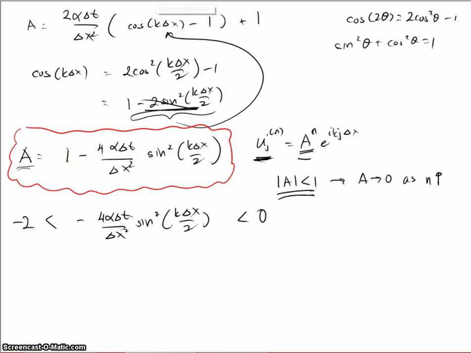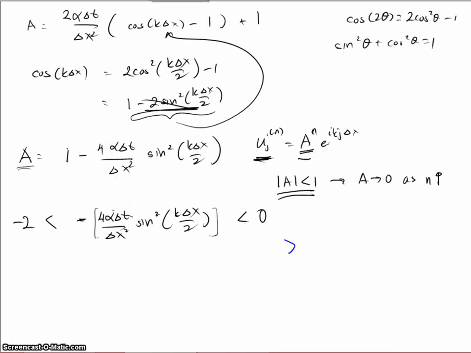Now, the way to analyze this is to look at two of the limits. So the first limit would be this limit over here. And if you look at this limit, you can see that the value of sine squared is going to be positive because of the square term. Delta t is positive, delta x is also positive. Alpha is the thermal diffusivity, which is a material property, and it is also positive. So if everything here is positive and you multiply with a negative sign, it is always going to be less than 0. So we have already satisfied the first part.